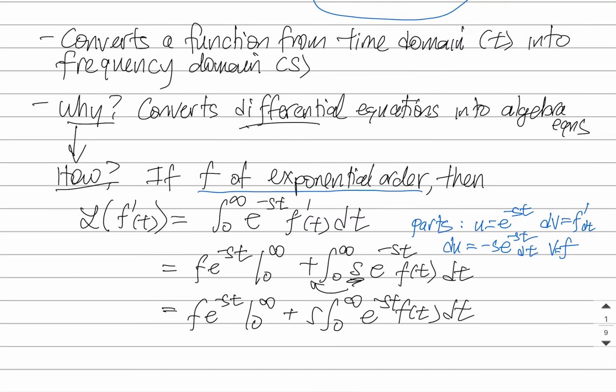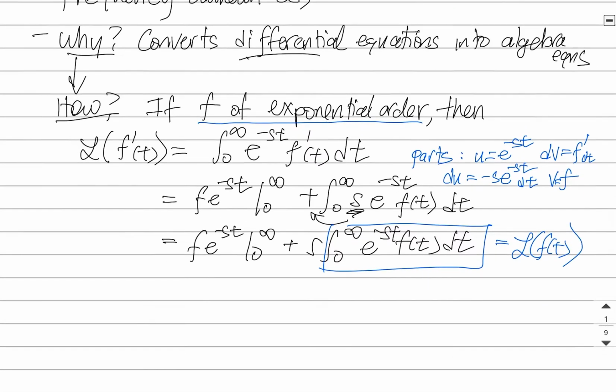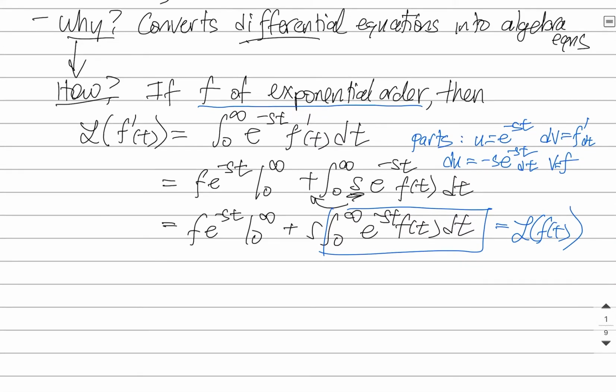In order for all of this to work out, what we need is for this first term to exist. And if you think about it, this is like saying the limit as t goes to infinity of f of t e to the minus st, subtract e to the 0, which is f of 0. Now, the only way that's going to exist is if the function is of exponential order.